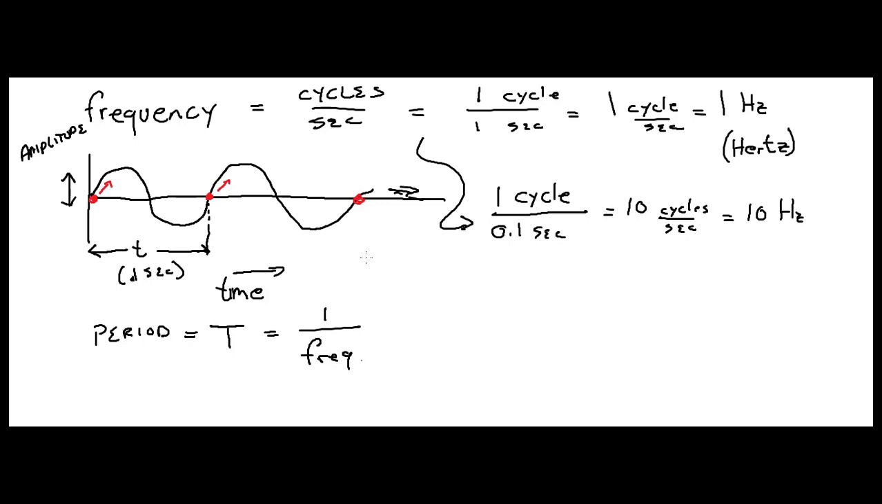So if frequency is measured in cycles per second, then T, I'm going to call it your period, is going to be measured. Did I write that right? There it is. Period. It's going to be measured in seconds per cycle. So in other words, the period is going to be measured in seconds.